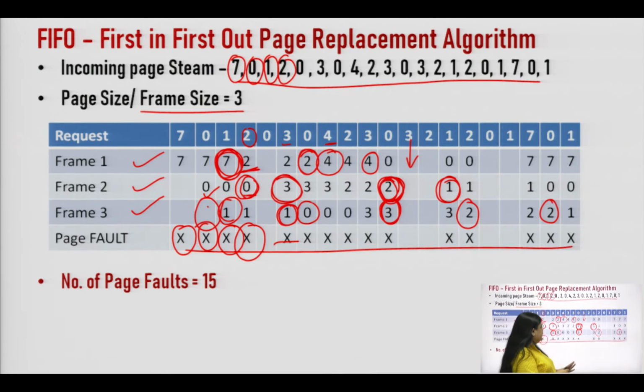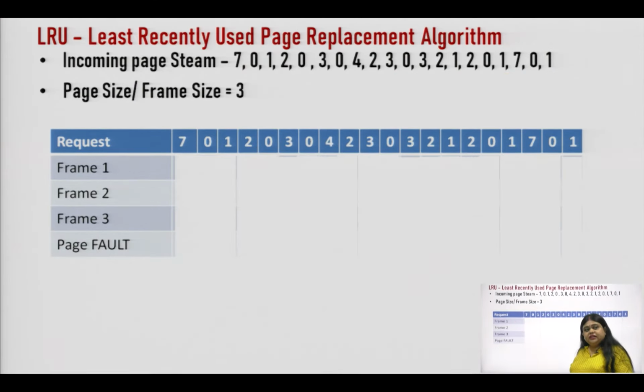So, this is clear, very simple to implement. We are just searching for the oldest page in the main memory, and we are removing the oldest page. But FIFO is costly in terms of page faults. So, let us now see the next algorithm, which is known as the LRU, least recently used page replacement algorithm. Again we have taken the same incoming stream.